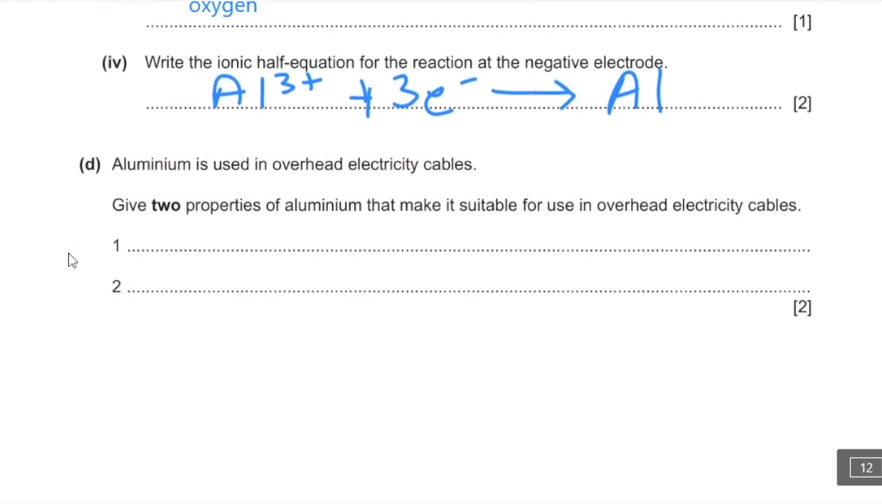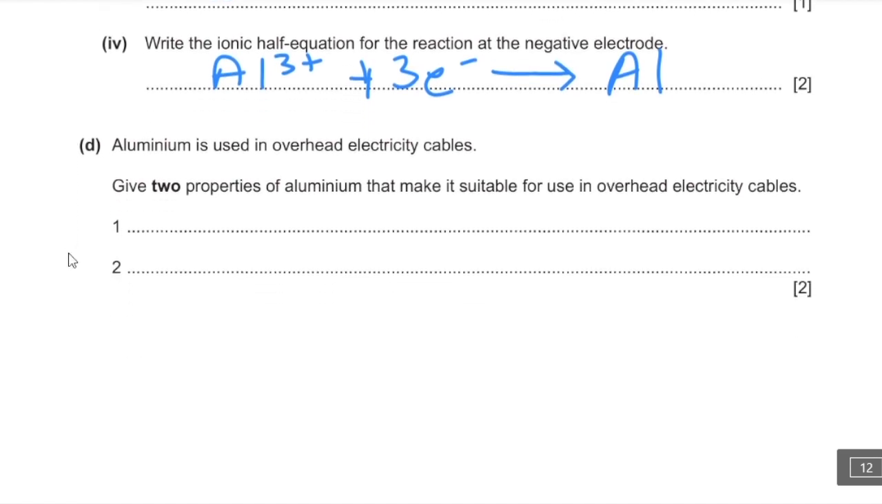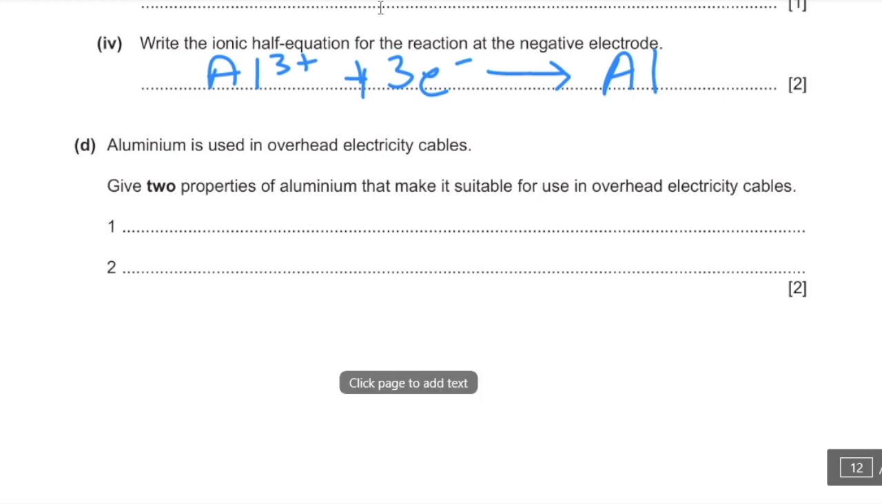Aluminium is used in overhead electricity cables. Give 2 properties of aluminium that make it suitable for use in overhead cable. Right. So overhead cables need to have, first off, they need to be good conductors of electricity, which is a feature of aluminium. And its low density prevents the cables from sagging down, so that is another feature.